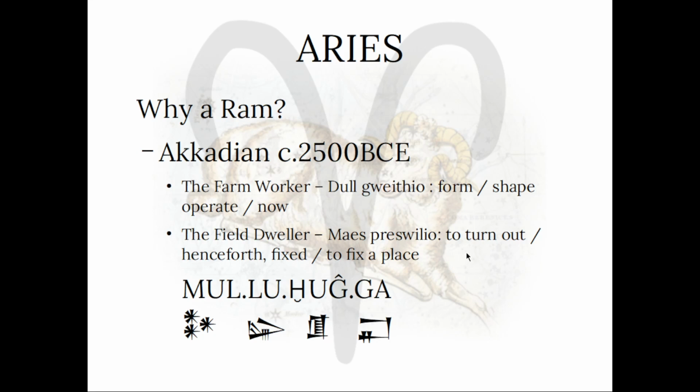And mace means field, but it also means henceforth or to turn out. And preswylio is a fixed place. So we're talking about a fixed place that starts and something that turns. And that is why the Akkadians called the constellation the farm worker and the field dweller, and the only explanation is in Welsh.